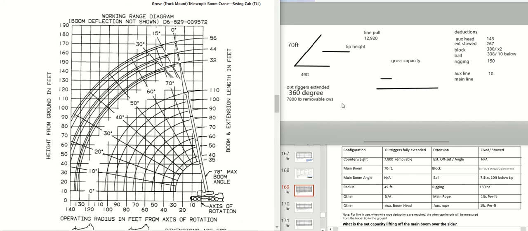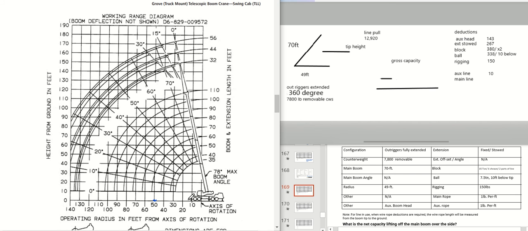So we have our main boom angle, our main boom length of 70 degrees, and we got our radius of 49. So we're going to come over here, get a pin out here. We're going to do 49. So we're not quite at 50, but for our radius, what we're going to do is go ahead and go to 50. That's going to be our radius right there.